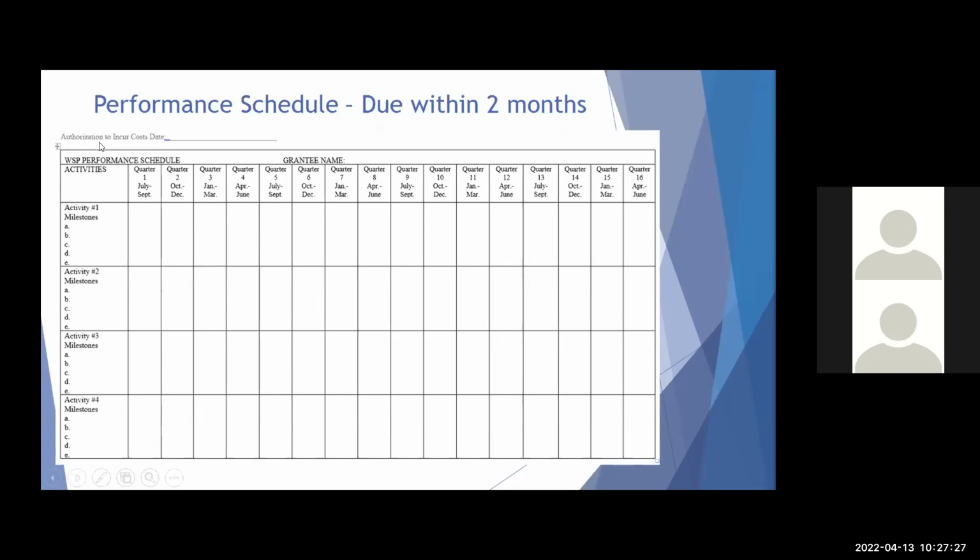This is a form. You would enter your authorization to incur cost letter date here. You're going to enter your grantee name, and then you're going to start breaking down your project. Again, you will enter based on the quarter that you're in. So for example, as I said, all of you got authorization to incur costs in April. So your schedule is going to begin here in quarter 4. And then you'll move forward according to how your project will go.